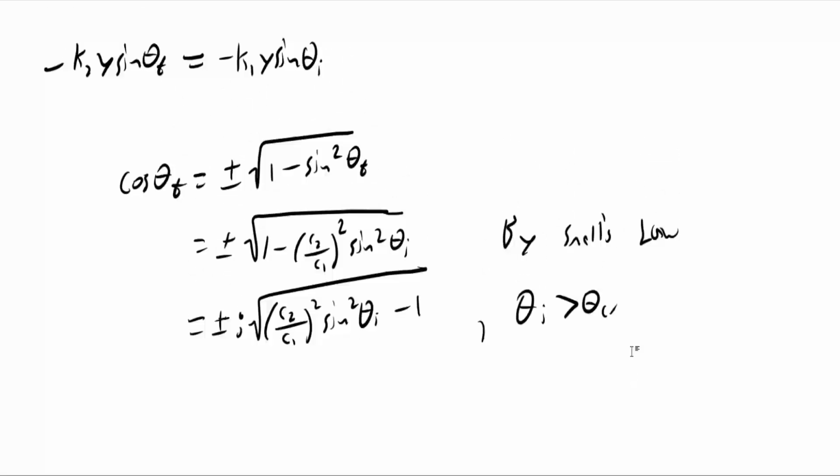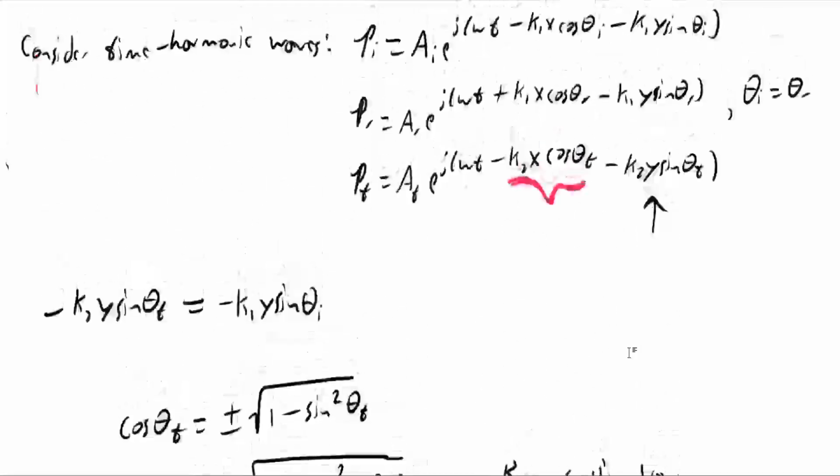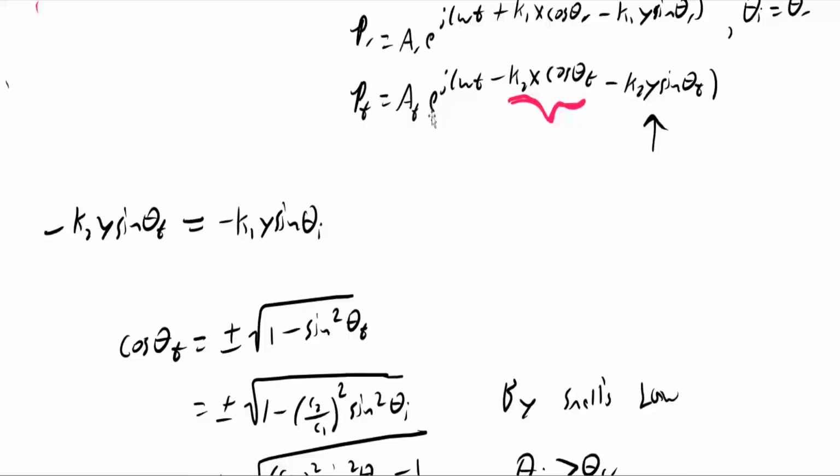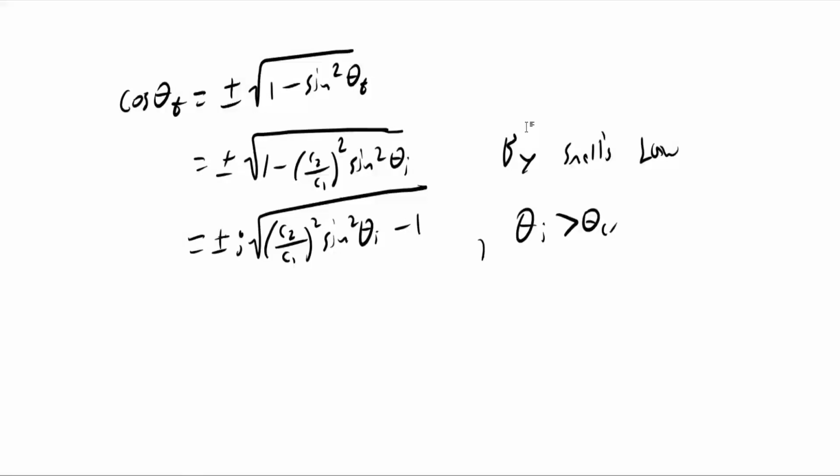Well, that's interesting. Let's just pause for a second. So we had our time harmonic waves, our incident wave or reflected wave, and our transmitted wave. And we see that in the x component of the transmitted wave, if the incident wave is above the critical angle, that's going to have an imaginary times an imaginary. So this exponent is going to be real. Well, what does that mean? Well, we'll get to it in just a moment.